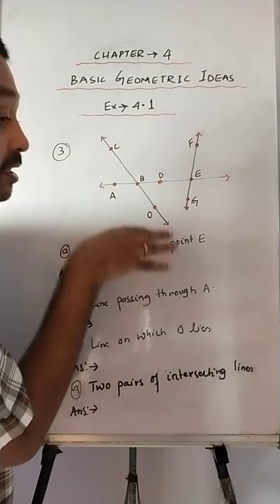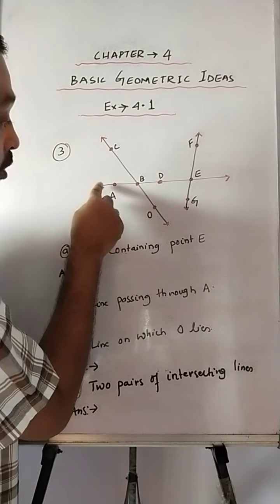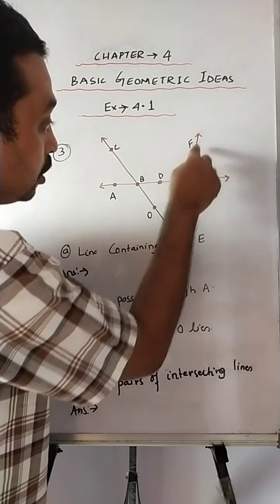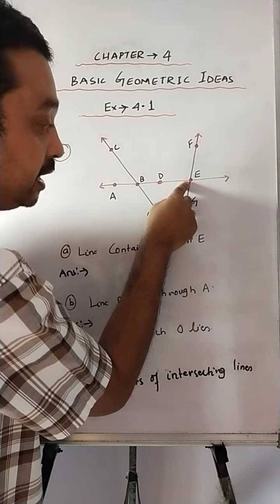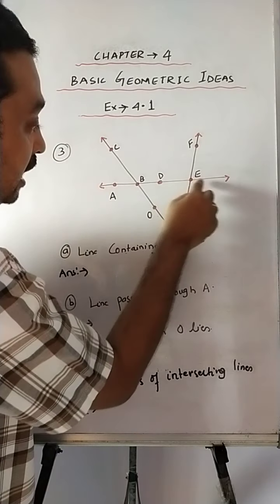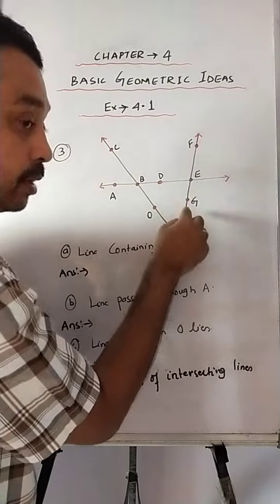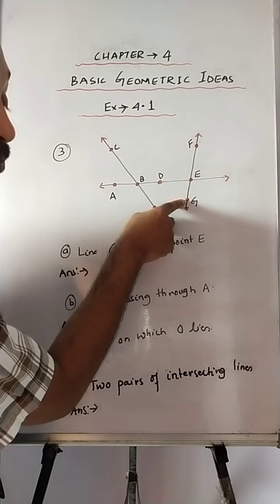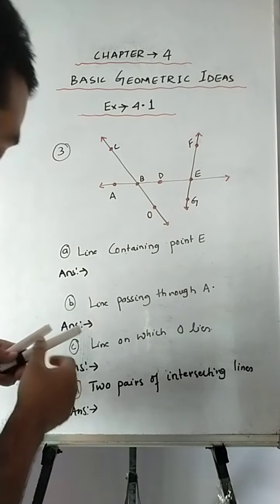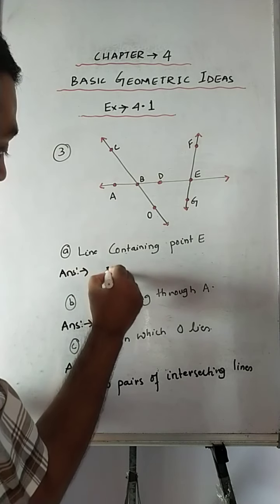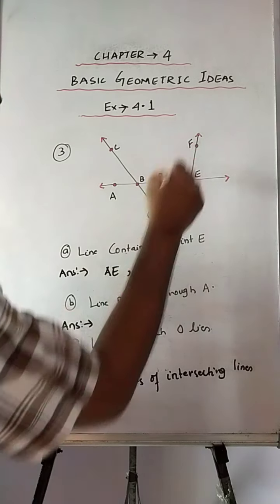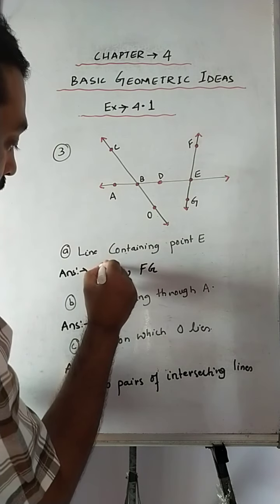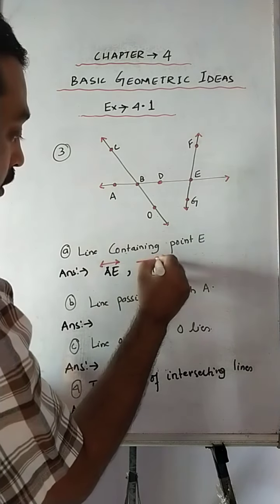So you have to check on which line point E is present. So this is a line, you see, E is here. So this line is containing point E, and this is also a line which has a point E on it. So we have to name these. AE is one line and FG is also another line. Now this point is not mentioned in the question, so please mention this point as G. So what are the 2 required lines? That is AE and FG. These are the 2 lines which have point E on them. As these are lines, you have to put a symbol over them.